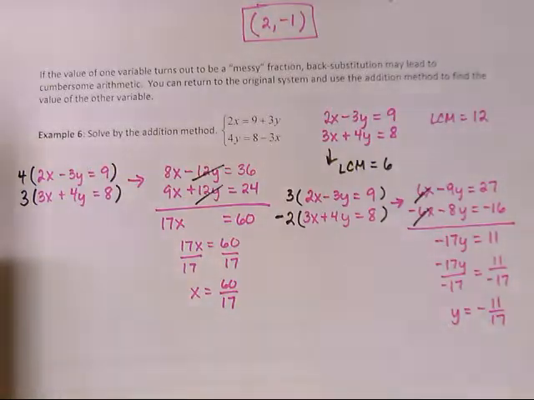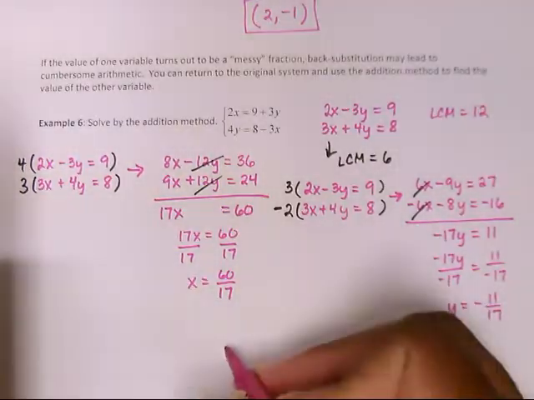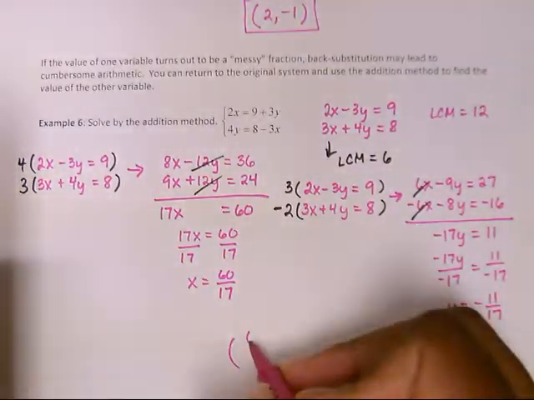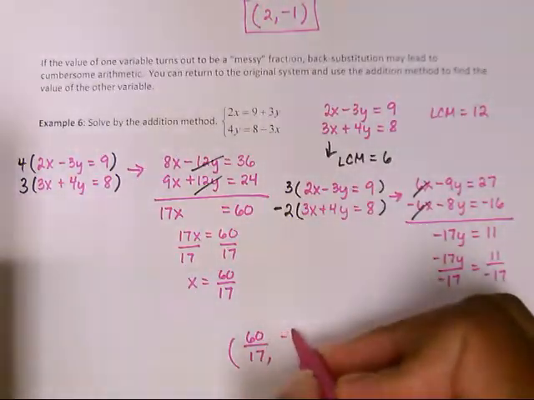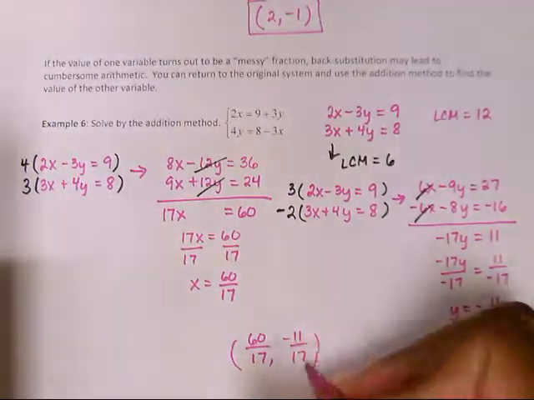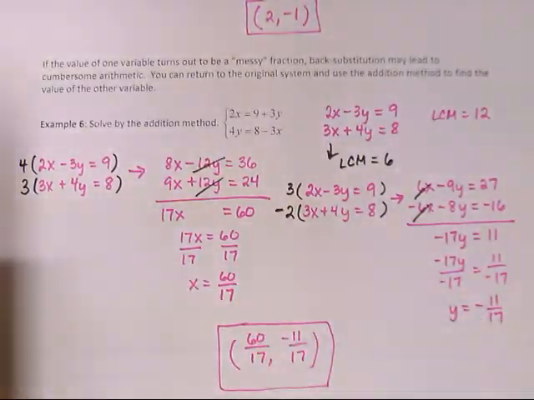So this is an example where you may have to use the addition method to eliminate a y, and the addition method again to eliminate the x, because of the fractions here. So this is the solution to that system of equations here: 60/17, negative 11/17. That is the solution to this system of linear equations.